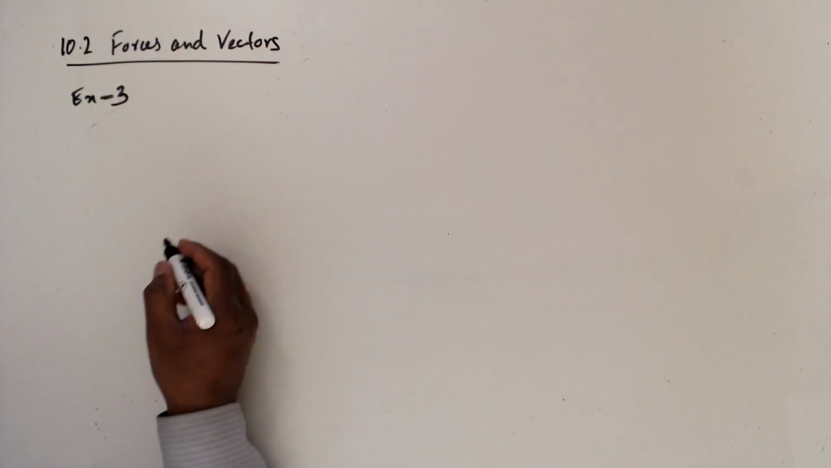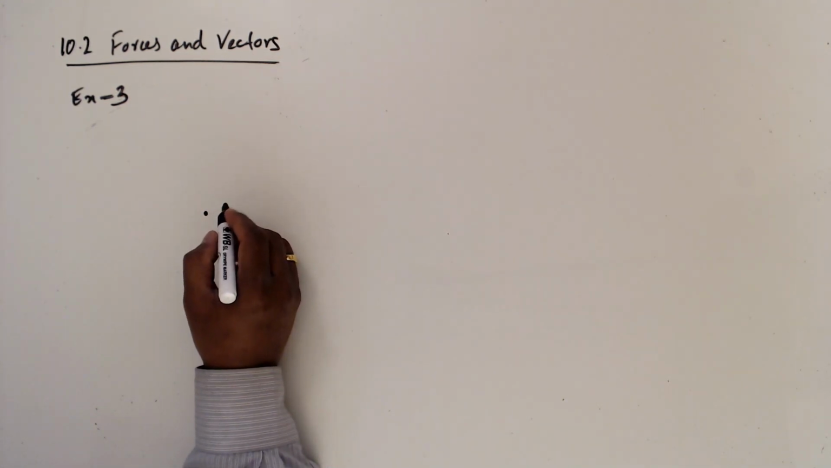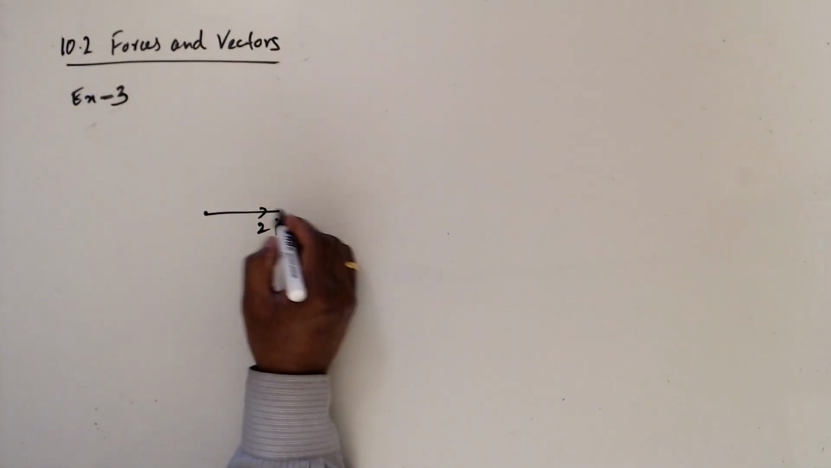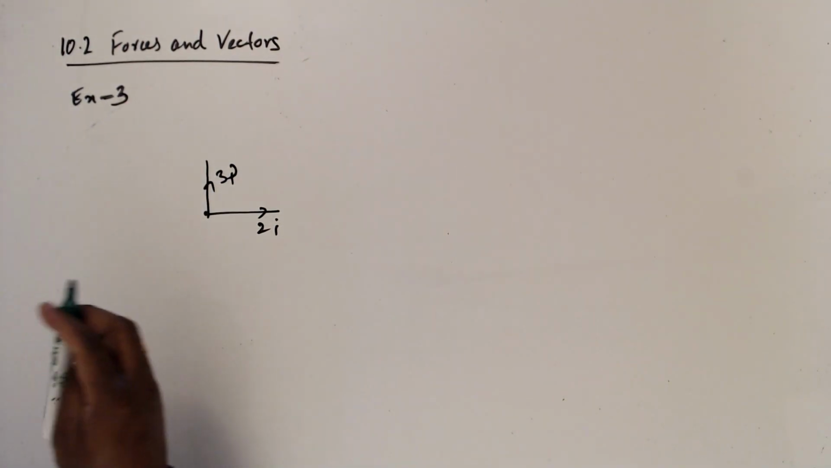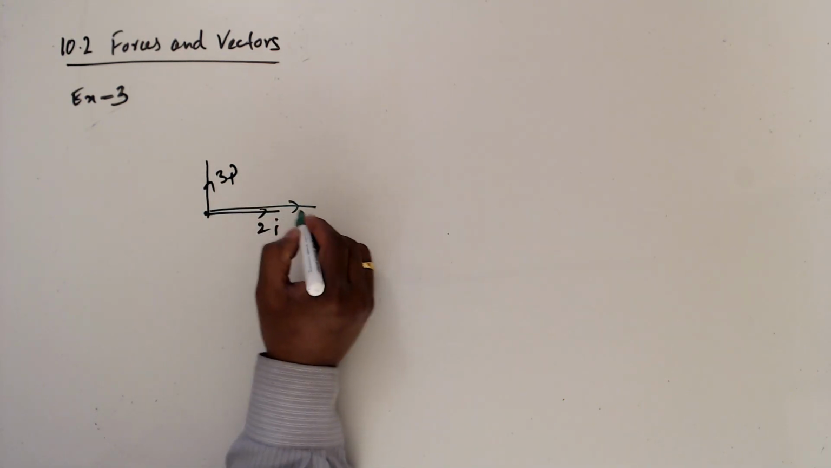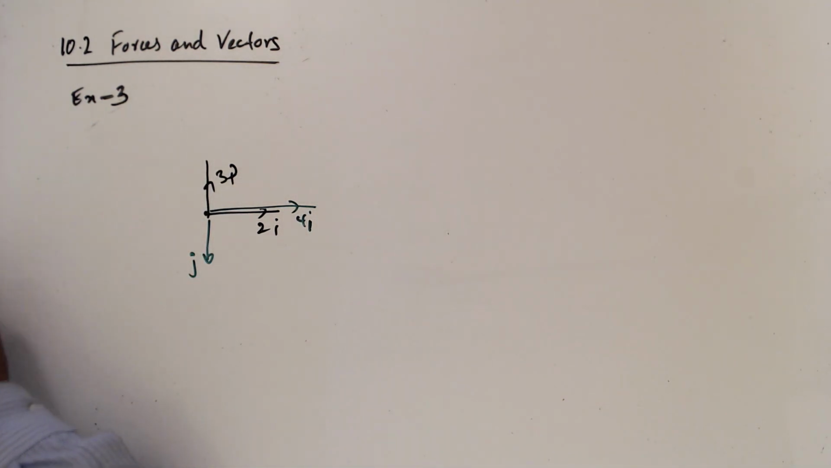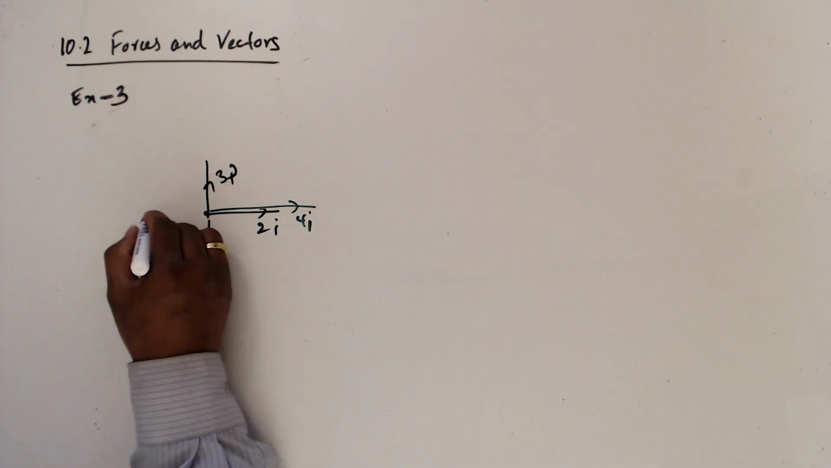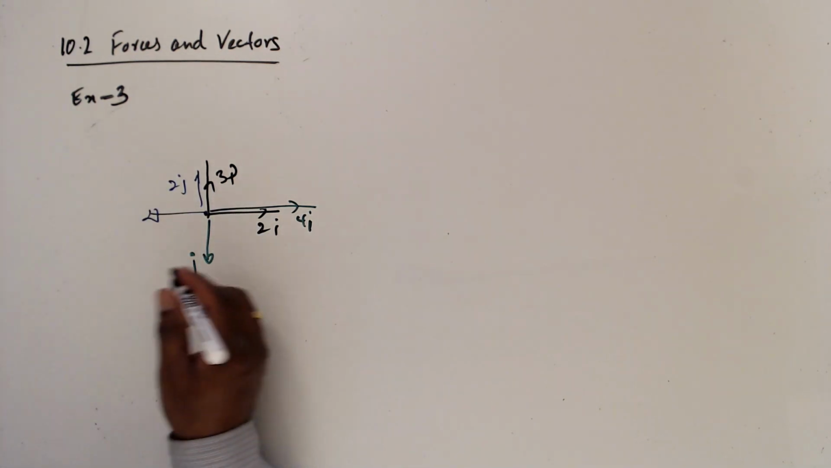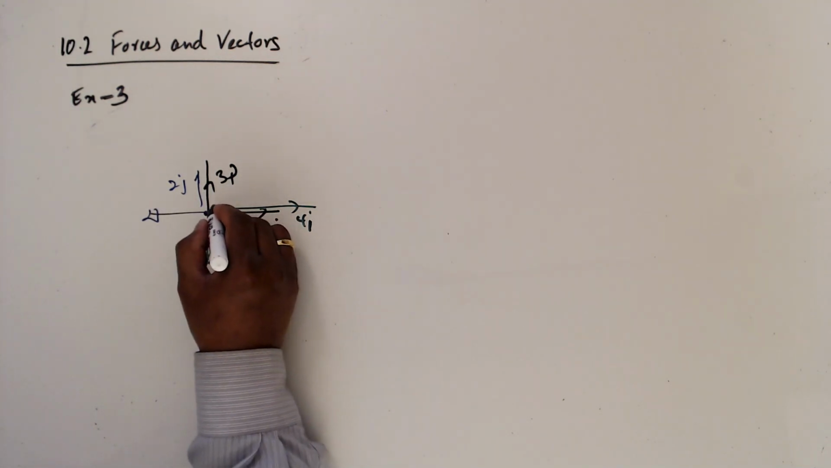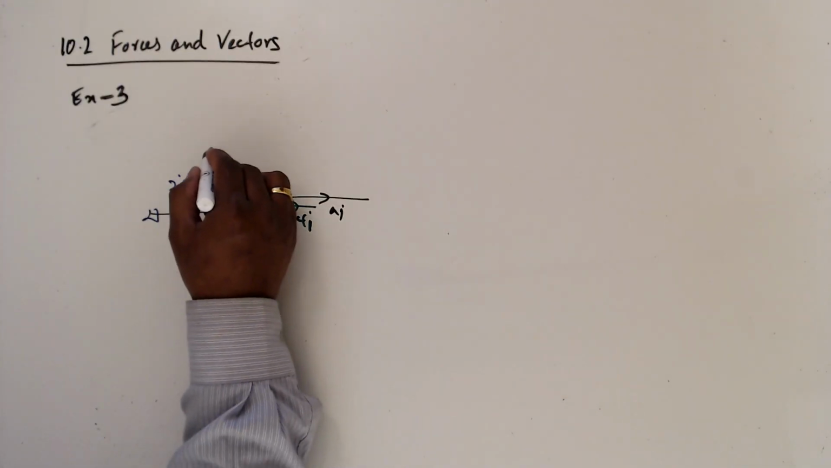Now in example 3, I will consider this as the particle: 2i plus 3j, 2i and 3j, then 4i minus j, 4i, then minus in this direction, and minus 3i plus 2j, and the other one ai plus bj.